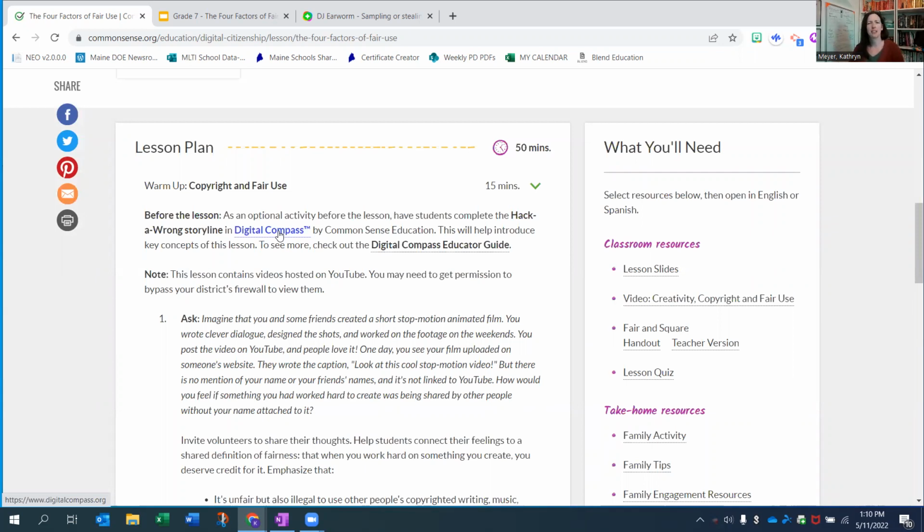So they're coming in and they've already heard some of these terms and they've played through this really fun scenario in a video game. There's also a Digital Compass Educator Guide if you want to know more about that. And I highly suggest that you check it out because I just think the Digital Compass is really a lot of fun. This lesson does contain videos hosted on YouTube. So if your district has YouTube locked down, you will need to get that unlocked in order to see these videos, but it is well worth it.